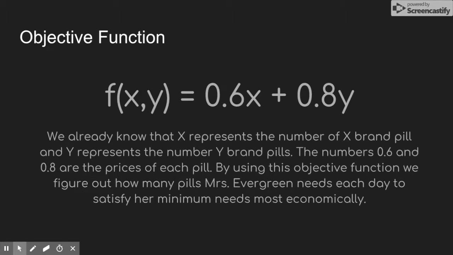Our objective function is f of x and y is equal to 0.6x plus 0.8y. We already know that x represents the number of X brand pills, and y represents the number of Y brand pills. The numbers 0.6 and 0.8 are the prices of each pill. By using this objective function, we can figure out how many pills Miss Everdeen needs each day to satisfy her minimum needs most economically.